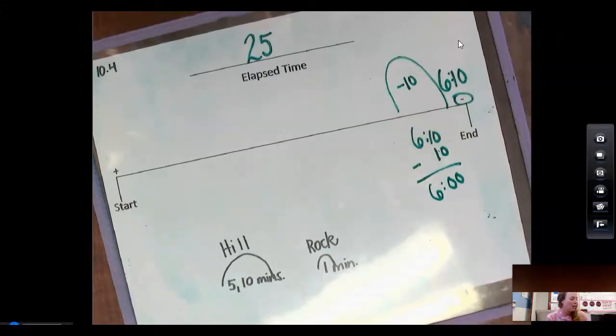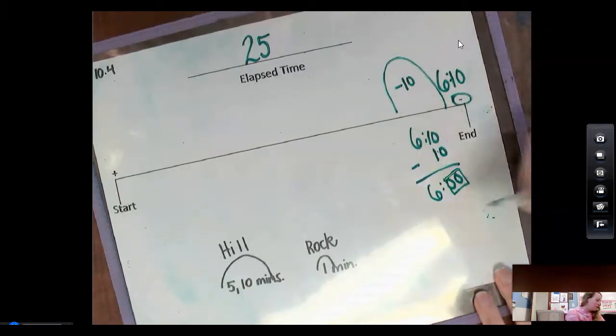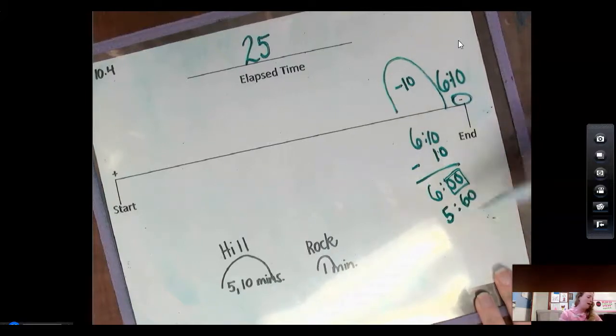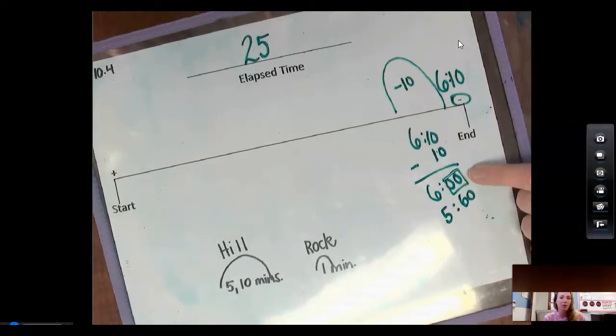Now, when we get to 6 o'clock, we must remember in time, 0, 0, as well as the number 60 is super important. You can't cross either one of those. So when I get to 0, 0 here, I need to change that to 60. Now, if I'm on the minus side of the clock, this has to get smaller. So that 6 will become a 5. Okay, so now we're at 5:60. We're good to go. Again, you cannot go past double zeros when you're telling time because everything is in minutes of 60.